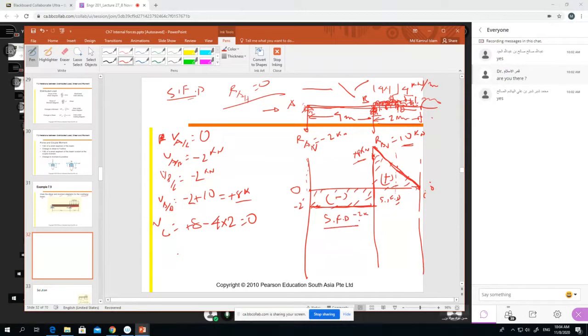Now someone, tell me please, do you have any question? Are you clear how we have drawn the shear force diagram? Or does anyone have any question?